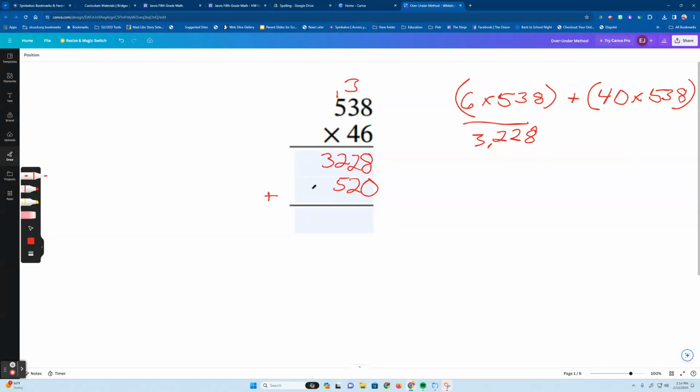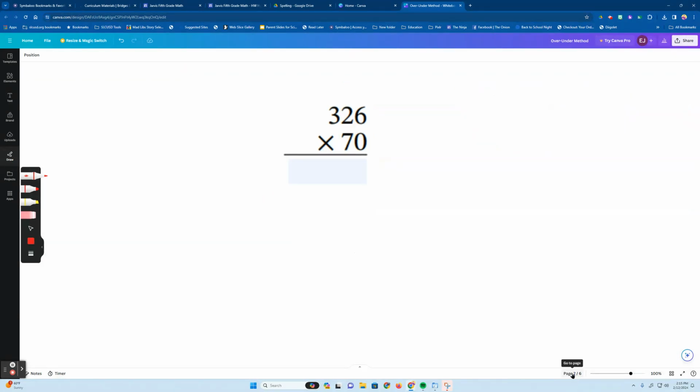So I need to write the 21 here. And then just add them up. 8 plus 0 is 8. 2 plus 2 is 4. 7, 4, and 2. So I should get, let me write that a little cleaner. 24,748. Okay. All right. So it's the same as thinking of it as 6 times 538 plus 40 times 538. So let's go ahead and look at one more here. I'm doing it the same kind of algorithm way.